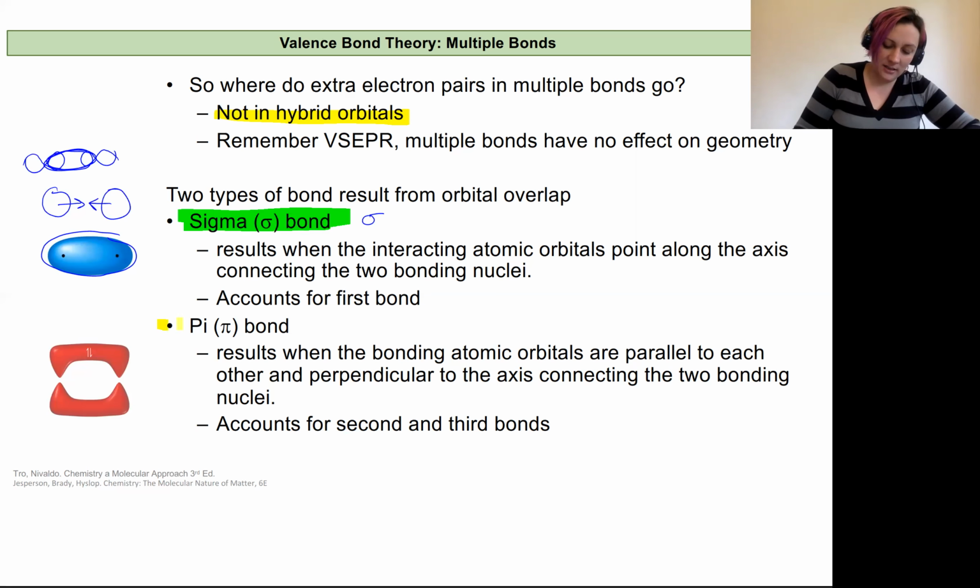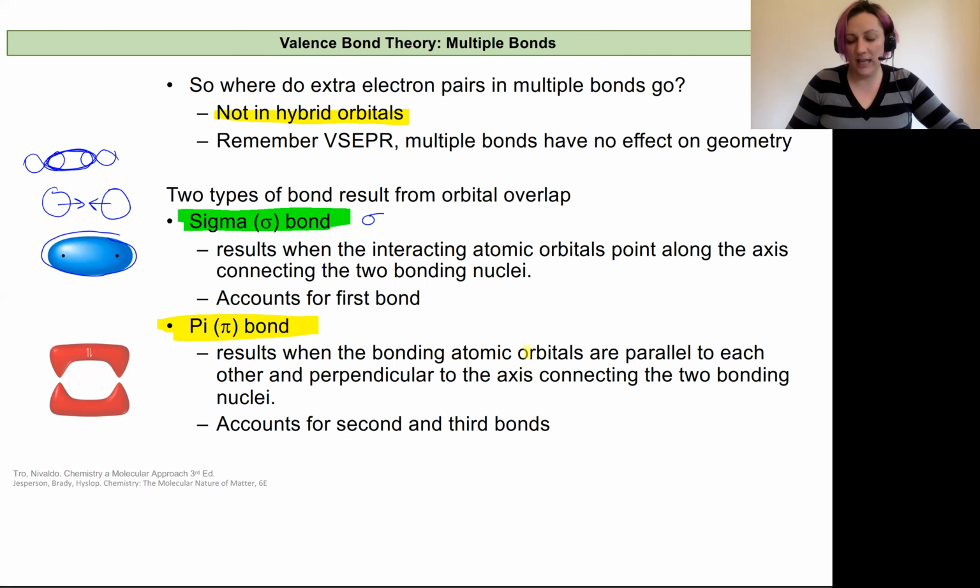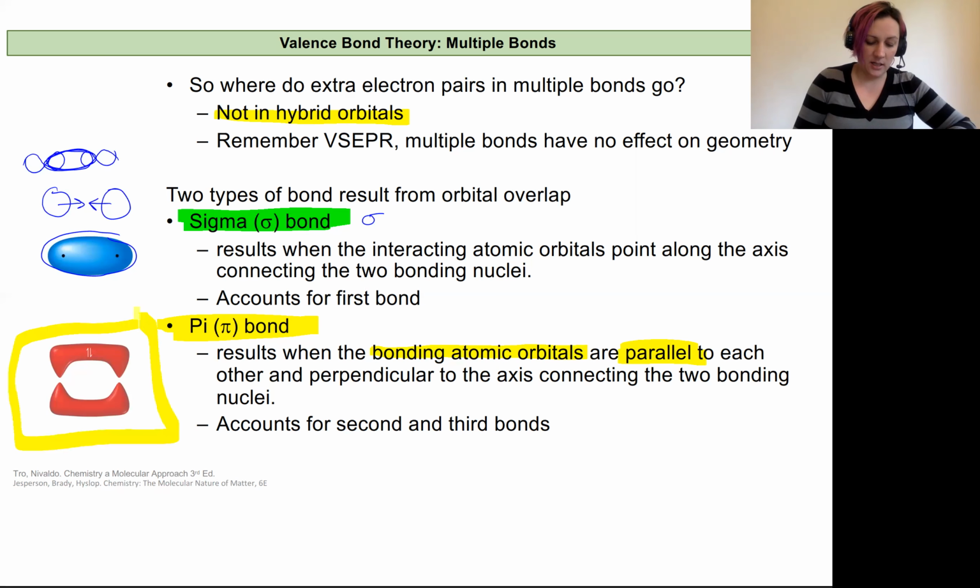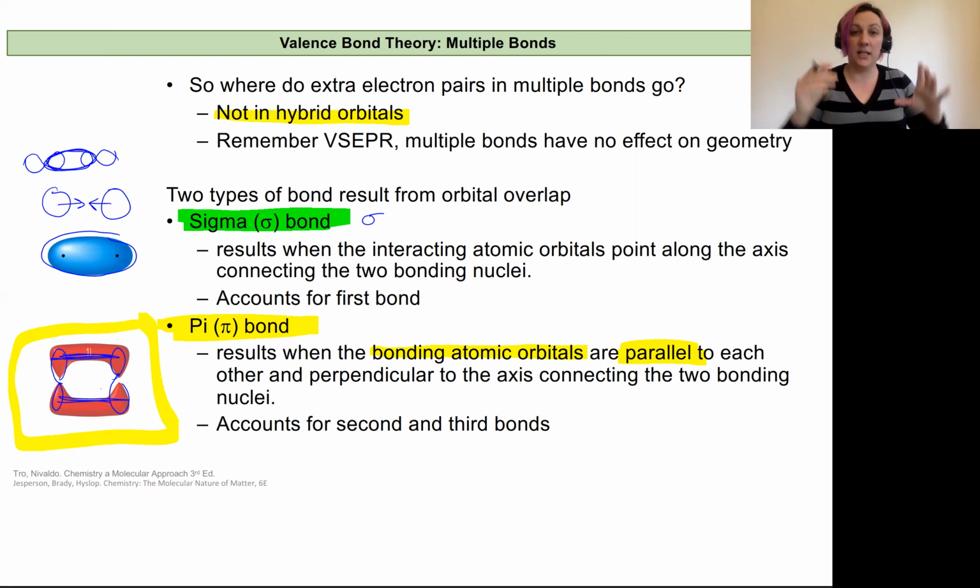Now, a pi bond is going to result when we have overlapping bonding atomic orbitals that are parallel to each other, rather than coming at each other head on. They're perpendicular to the axis that's connecting the two atoms, and they're parallel to one another, approaching each other like this. And that's going to create our second bonds and our third bonds between two elements. And so here's an example of a pi bond, where we're looking at two, let's say, p orbitals coming together and overlapping here and here, but it won't overlap at that node, right? And so it creates a pi bond that looks like this, or pi bonding orbital.